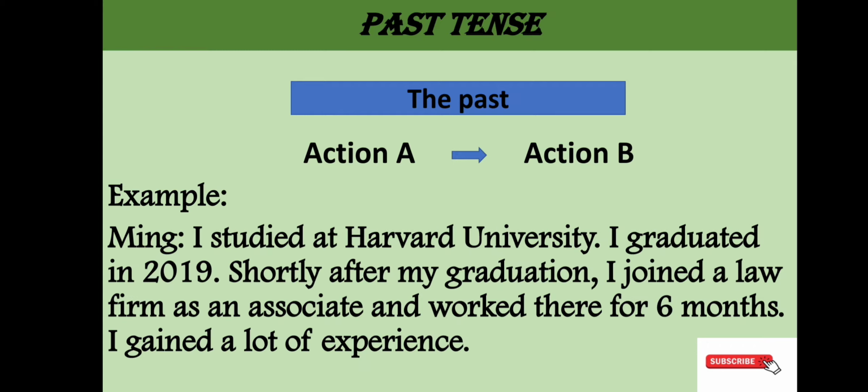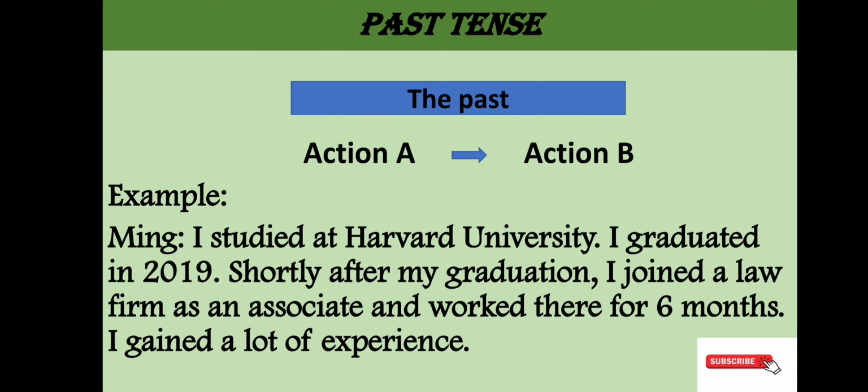So in the past, you can use multiple verbs, multiple actions. Once action A is finished, you move on to action B. So once the first verb is done, you can move to the second. I will tell you an example.